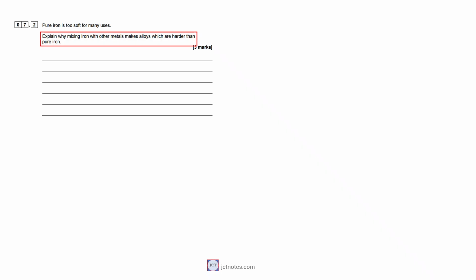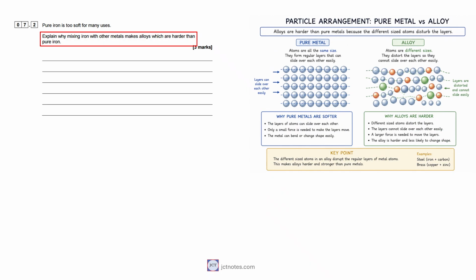Let's break down exactly how to write a flawless, full-mark answer. To understand why alloys are harder, we need to compare the atomic structure of a pure metal to that of a mixture. In a sample of pure iron, all the iron atoms are exactly the same size. Because they are identical, they arrange themselves into a neat, regular lattice with distinct, orderly layers. When you apply a force to pure iron, these smooth layers can easily slide over one another. This ability to slide is exactly what makes pure iron relatively soft and malleable.